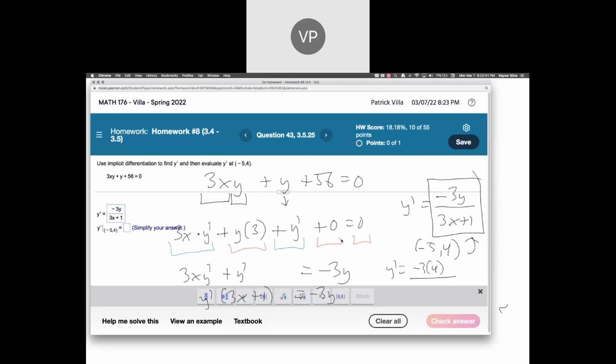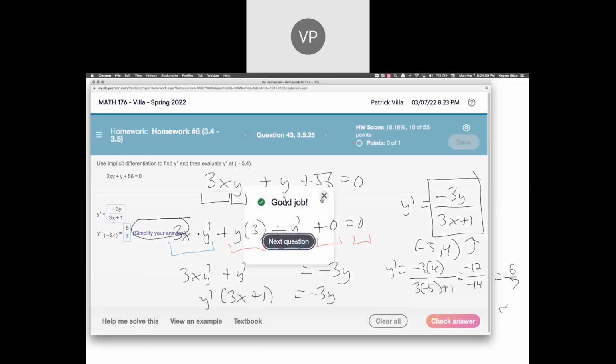Everywhere you see an x, you're putting in the negative 5, and you just simplify this. I get a negative 12 all over, and looks like a negative 14. And then, of course, simplify. It does say right here to simplify your answer. So I get a negative 12. Let me make sure I plug that in right. Yeah, negative 12 minus 14. The negatives cancel, and that looks like it's going to be a 6 over 7 positive. That's what my slope is at that one given point.